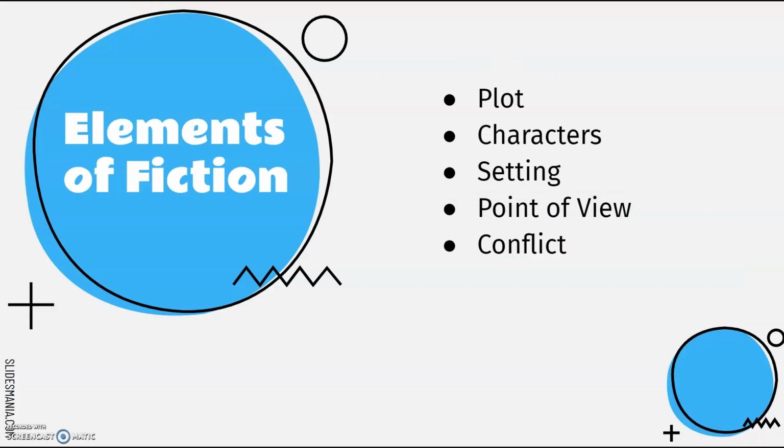There are 6 elements of fiction that I'm going to go over with you today. These elements are plot, characters, setting, point of view, and conflict.